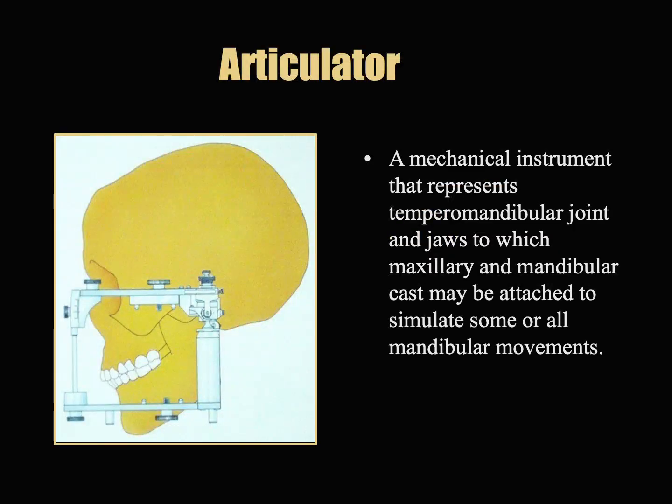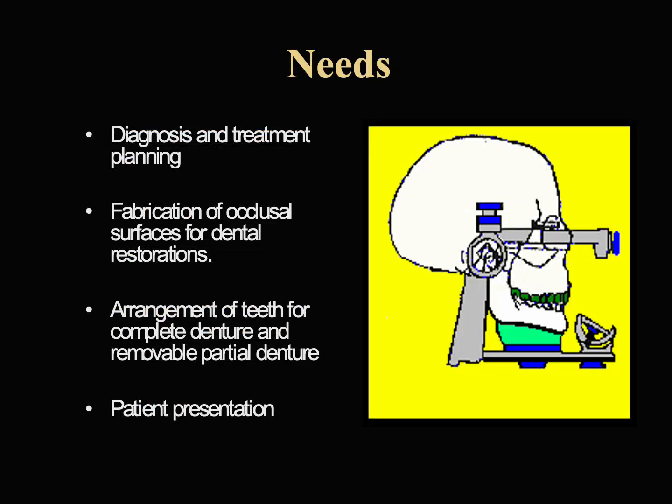Let's begin this class with articulators. An articulator is defined as a mechanical instrument that represents the temporomandibular joint and jaws, to which maxillary and mandibular casts may be attached to simulate some or all mandibular movements. What is the need for use of an articulator?